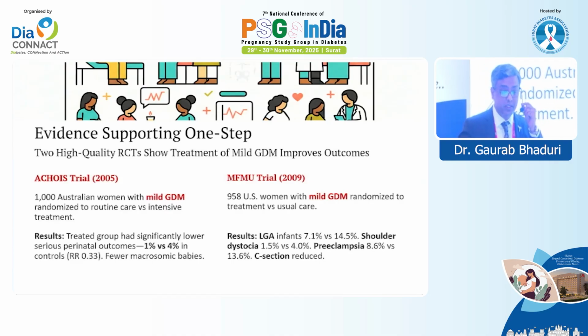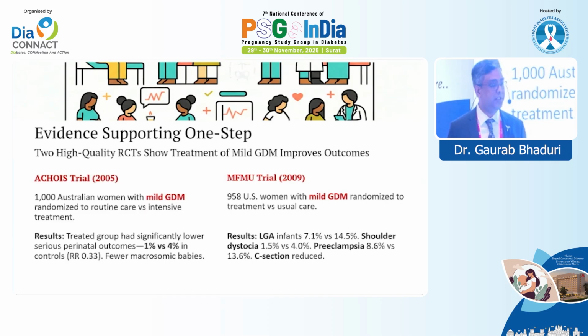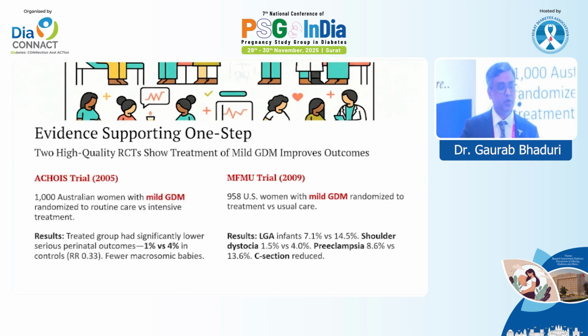But there is also certain evidence which can support the 1-step. These are two high-quality RCTs showing treatment of mild GDM improves the outcomes. So this is the ACHOIS trial in 2005 and the MFMU trial in 2009. And remember, mild GDM is very likely to be missed by the 2-step and can be caught better by the 1-step procedure. And these two trials showed us that mild GDM, if they receive the proper care for GDM, will have lower serious perinatal outcomes.